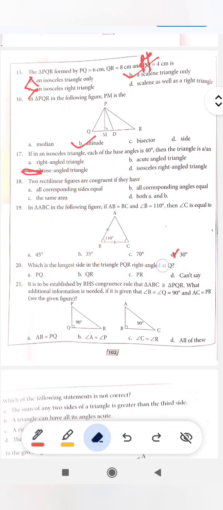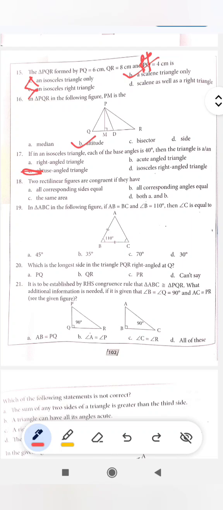Now come to question number 18. Two rectilinear figures are congruent if they have, rectilinear figure meaning a two dimensional figure, all the corresponding sides equal, all the corresponding angles equal, and the same area. Both A and B.